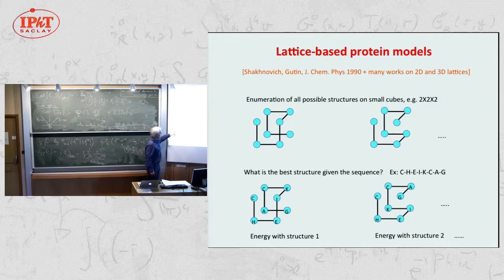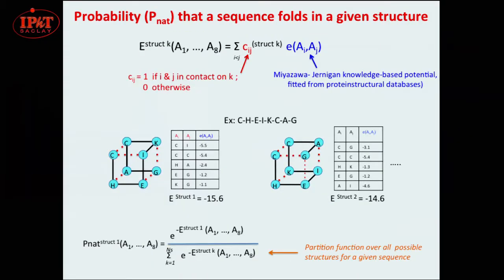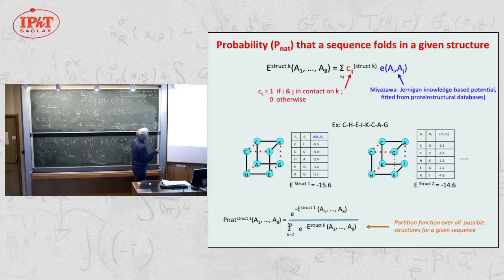So given a sequence, we will compute an energy which will depend on the particular fold, the particular conformation of a polymer. A sequence here is a sequence of amino acids. And the model we use is a very simple model. It is this one. The energy of a sequence of amino acids A1 up to A8 in structure K, which is one of these possible conformations, will be a sum of pairwise terms.